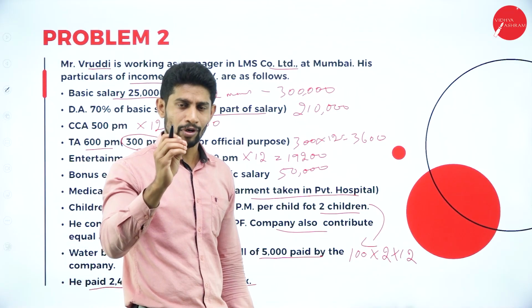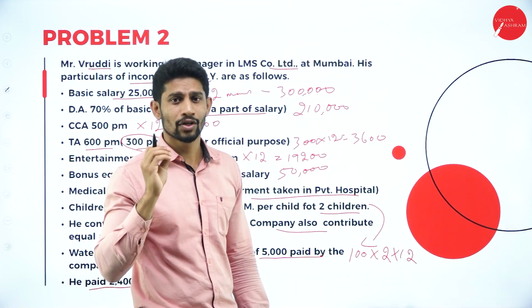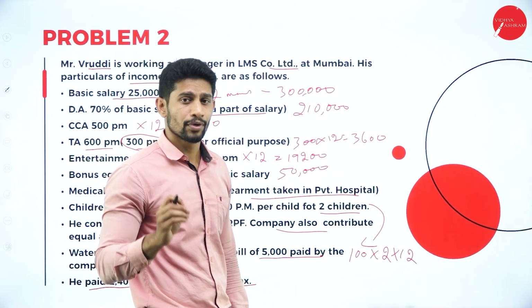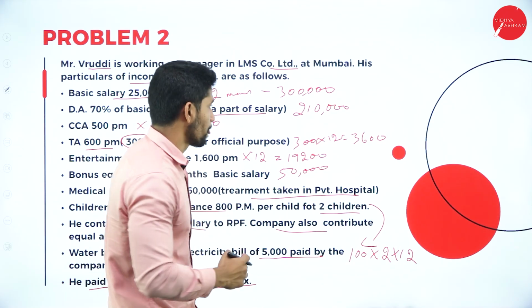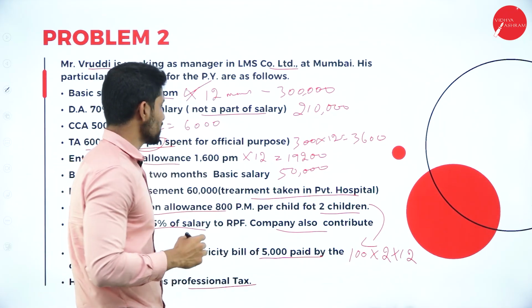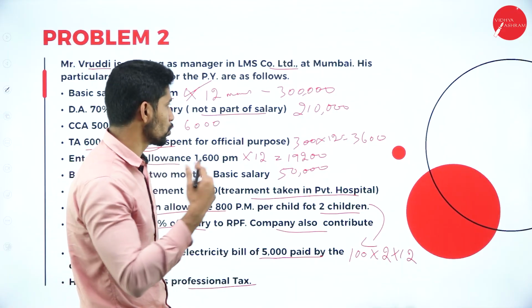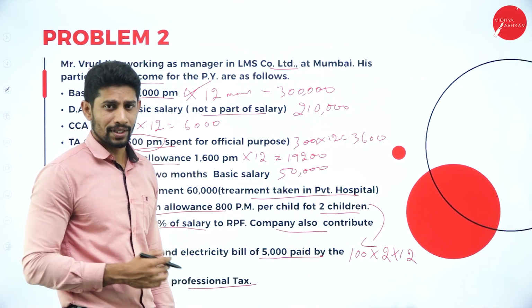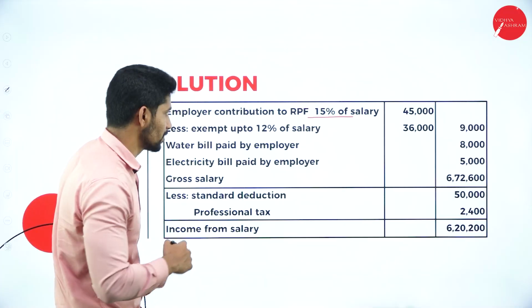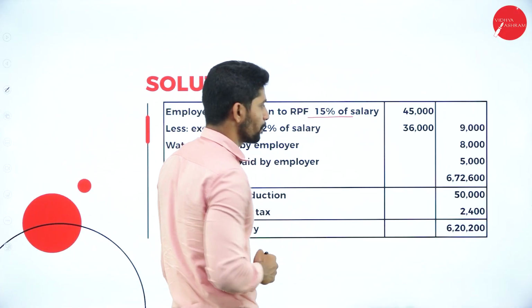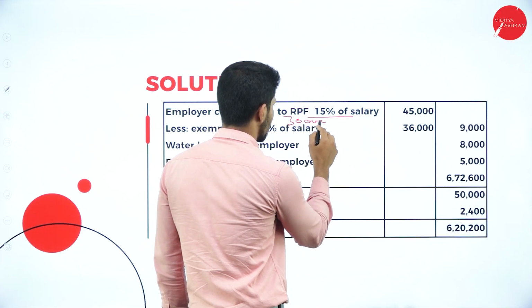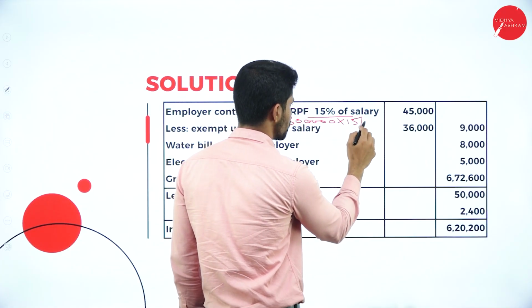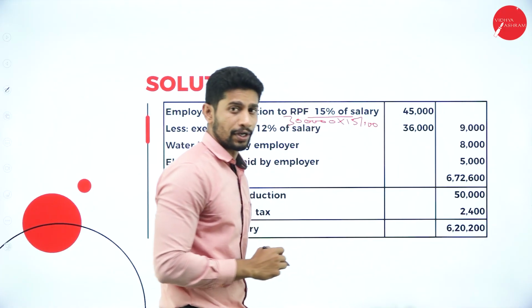That should be mentioned in the problem, that DA is a part of salary. Then only we will take DA for computation of salary for the purpose of HRA or for the purpose of RPF. So here, basic salary 25,000 per month into 12, you will get 3 lakh rupees. DA we are not taking and commission is not given. If you compute 15% on 3 lakh rupees, how much will you get? Obviously you will get 45,000.